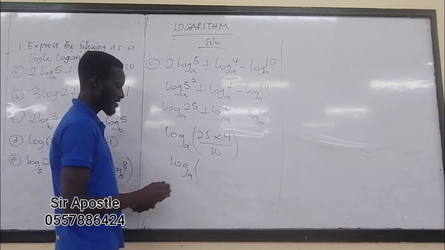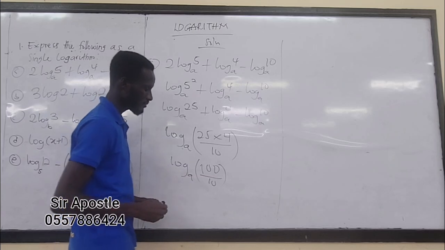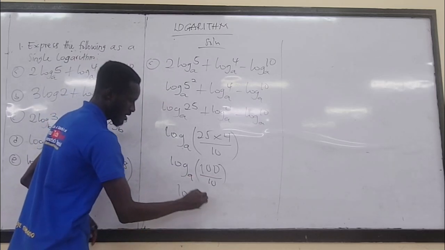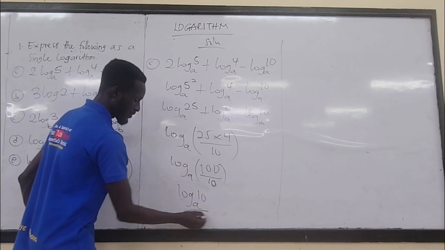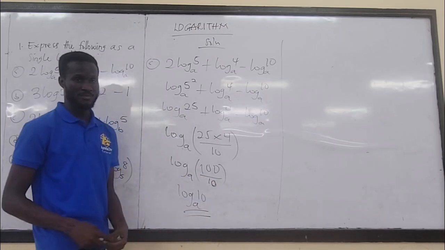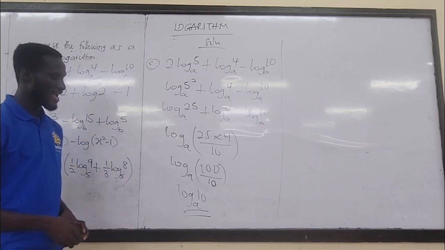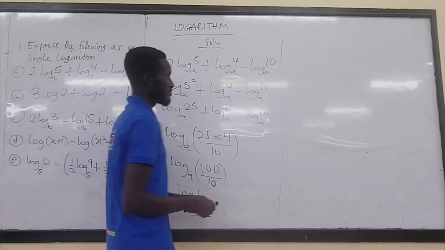25 times 4 will give us 100. So 100 divided by 10. Now at this point, we will have log a, 10 goes into 100, so we have log 10 base a. That's the answer. That's the maximum we can simplify this one. So this one is log 10 base a. Yes. Now let's go to the b.